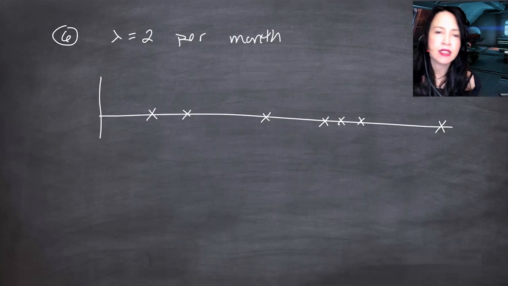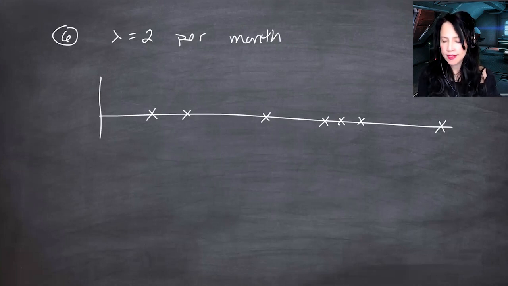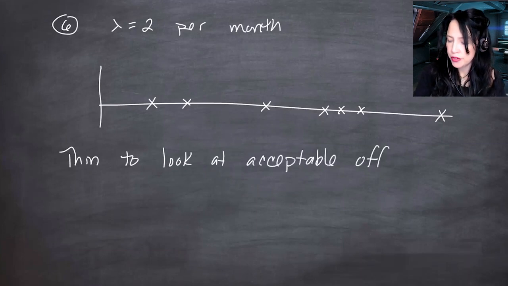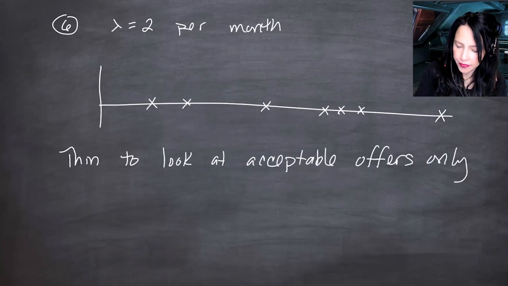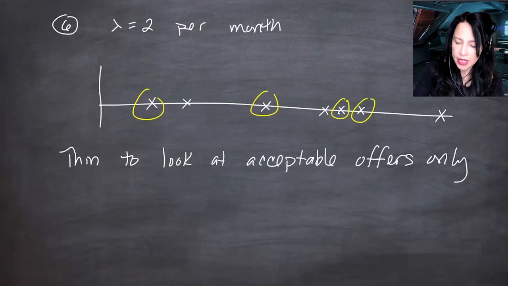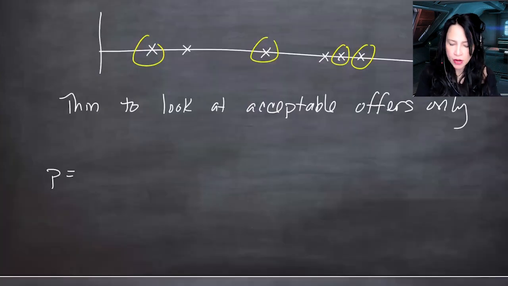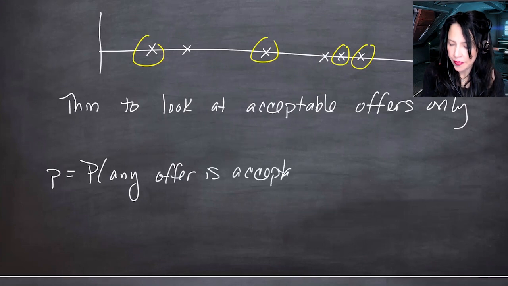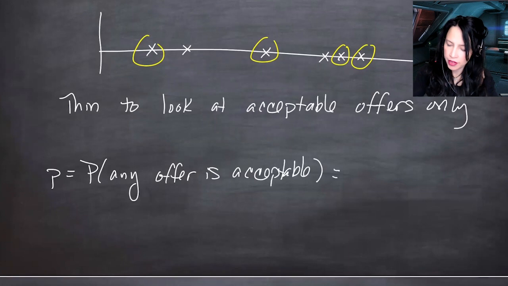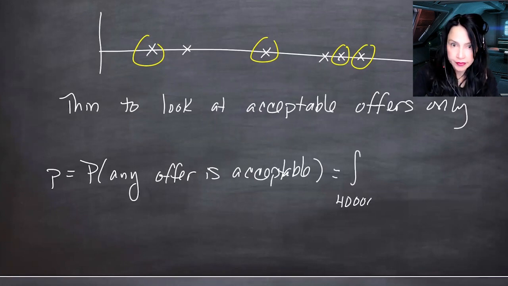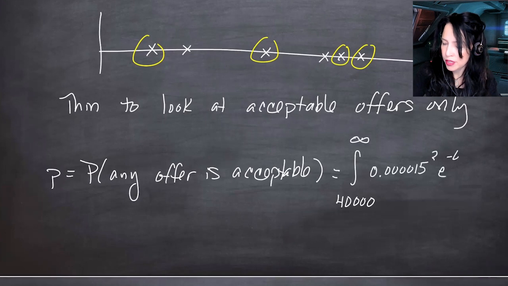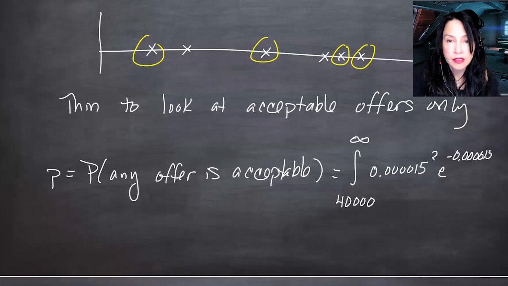So I think the first thing we should do is ignore the ones that are not acceptable. Let's thin this out to look at, so these are all the job offers that I've sketched, the acceptable offers only, right? So I'm going to grab just the acceptable ones. And so we need to figure out the probability that one is acceptable. So p is the probability any particular offer is acceptable. And that is the probability we get more than $40,000 out of this PDF. Oops. 0.12341 squared e to the blah, blah, blah, x dx.